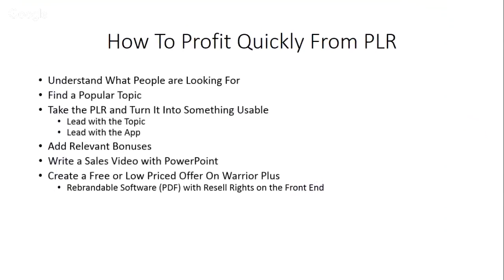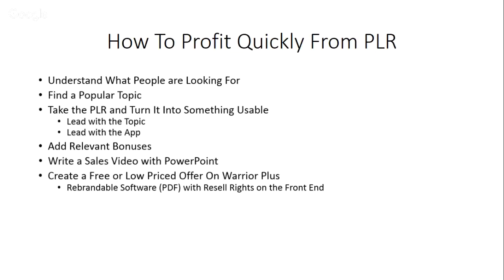On the front end, I'm going to give them the rebrandable software with resale rights. I'm going to use the PDF version for that. I'm going to use the front end version of the PLR and tie that to the software, and give the customer resale rights on the front end. Now on Warrior Plus, I think you can put a free offer in there if your account is over a certain age. If you were around back in 2011, 2012, and your account is older, then you can do a free offer on Warrior Plus.